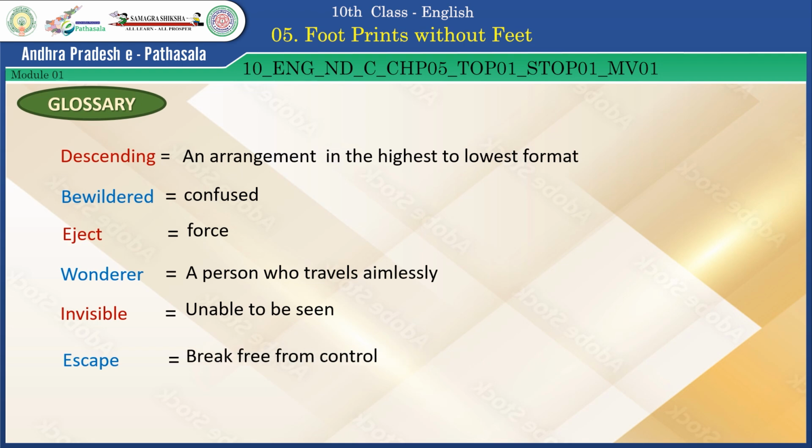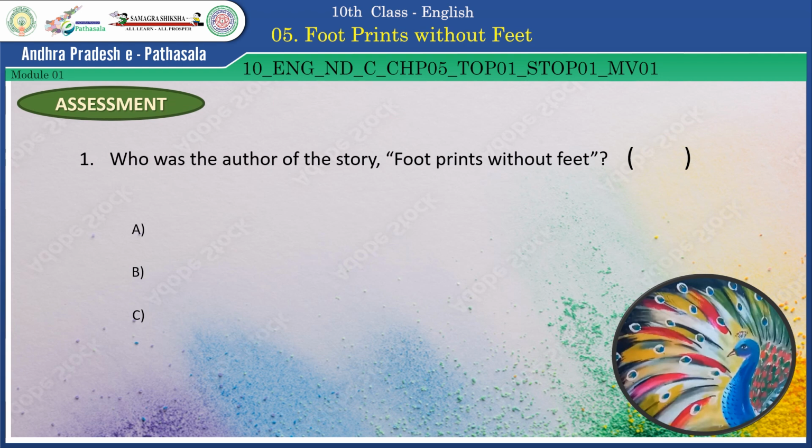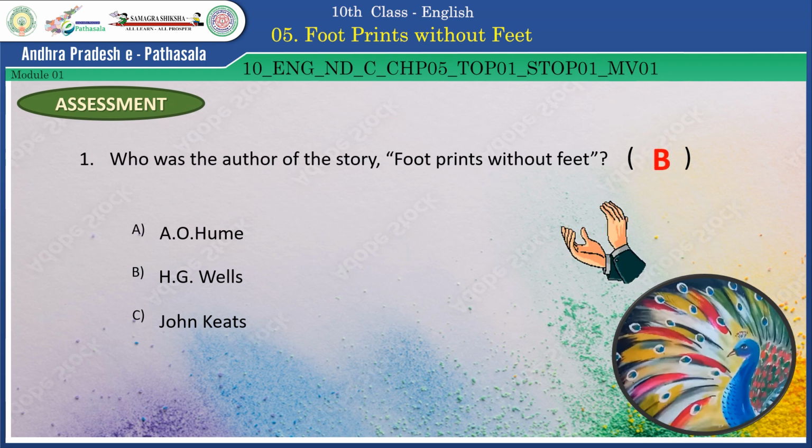Okay, children, let me ask you some questions in the assessment part. Let us go. Come, let us go to the first question. Who was the author of the story Footprints Without Feet? Here are your options. A. MV01, B. H.G. Wells, C. John Keats. Come on, give me the answer. Very good, children. H.G. Wells is the right answer.